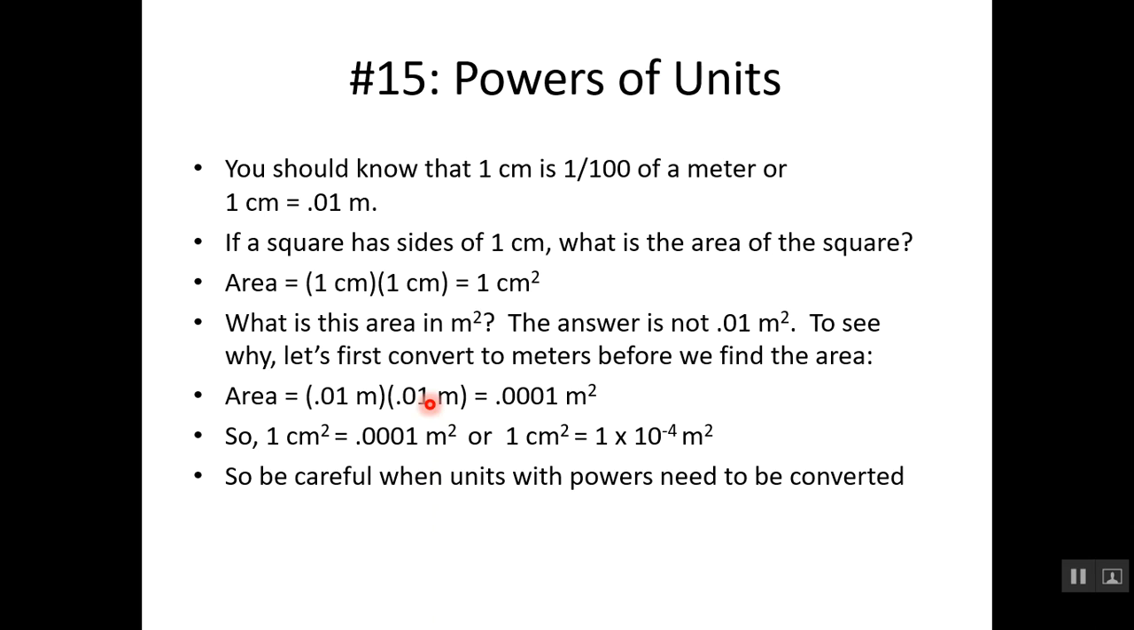So the best thing you should do is if you're doing calculations of volumes or areas or multiplying units, you want to convert first. You don't want to do the calculation and convert after. You want to convert first like you did here, right? That's the best way to do it. All right, so that's just a small point.